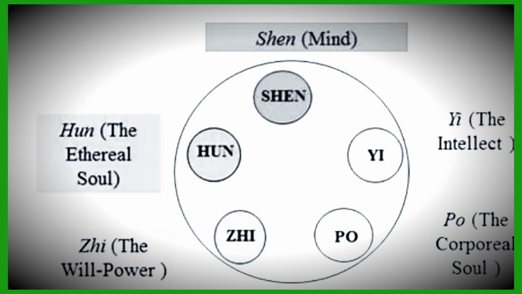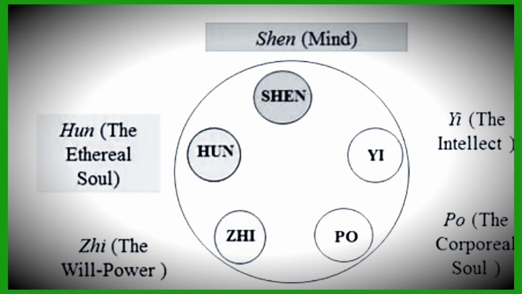So we've got the Shen of the heart. We've got the Hun of the liver, which is also called the Ethereal Soul. We have the Po of the lungs, which is called the corporeal soul. And then we have the E of the spleen, which is called the intellect. And then we have the Zhi of the kidneys, which is referred to as the willpower.